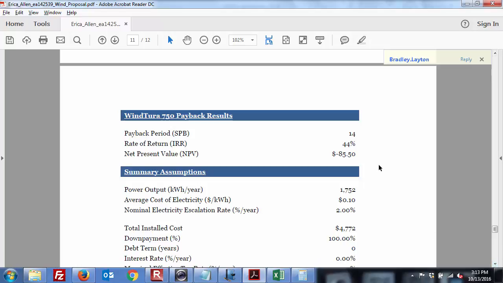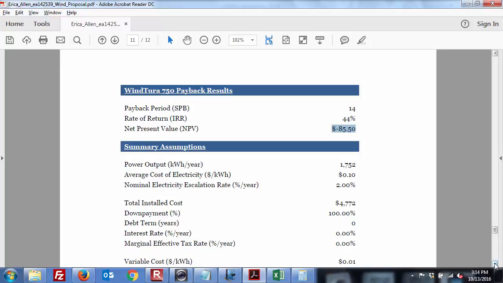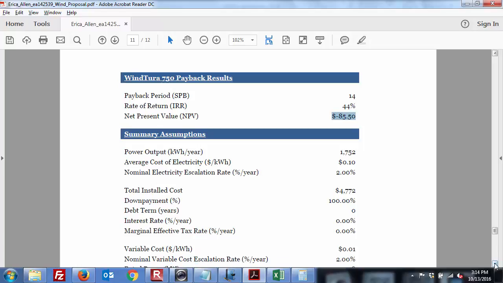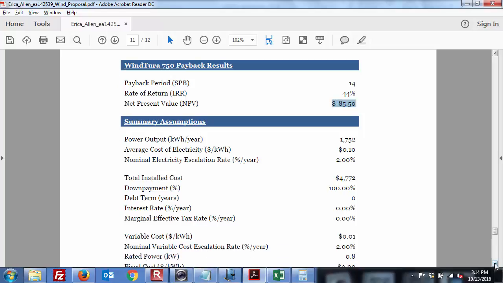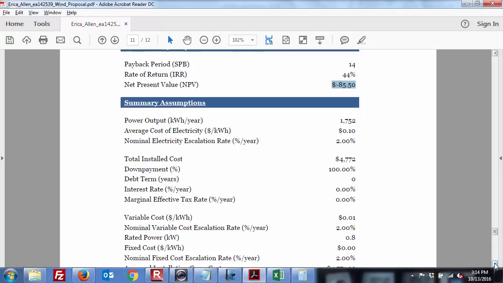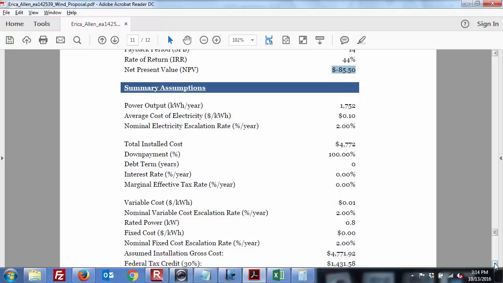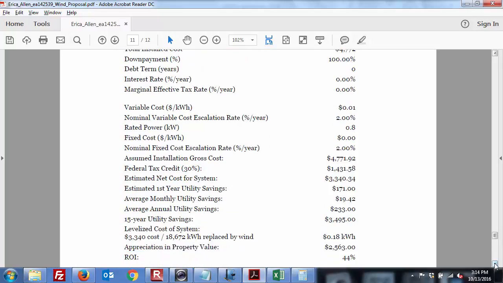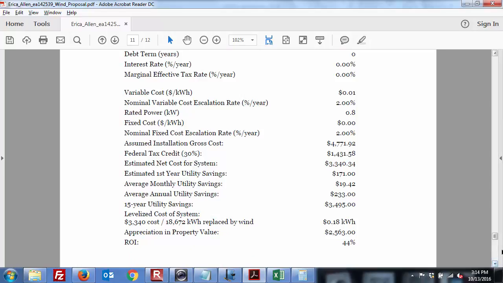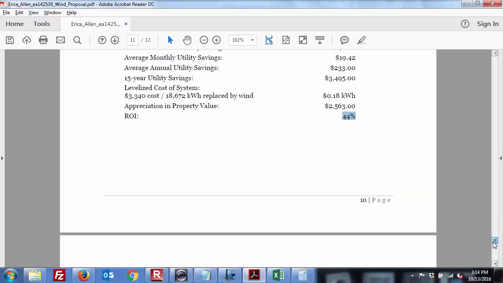Payback period, 14 years. Rate of return, 44%. Net present value, we can dive into that a little bit, but I'm not going to get into it for this particular course. Those would be great numbers to put in if you know how to run that. There's your kilowatt hours per year, that's the cost. Rated power, fixed cost. So the second turbine appears to be more attractive because of the 44% ROI compared to the negative 29.